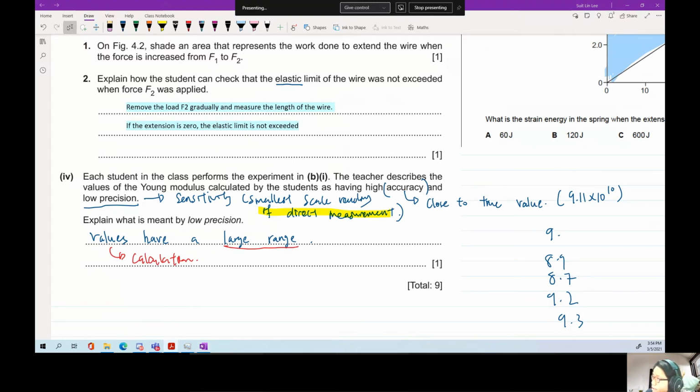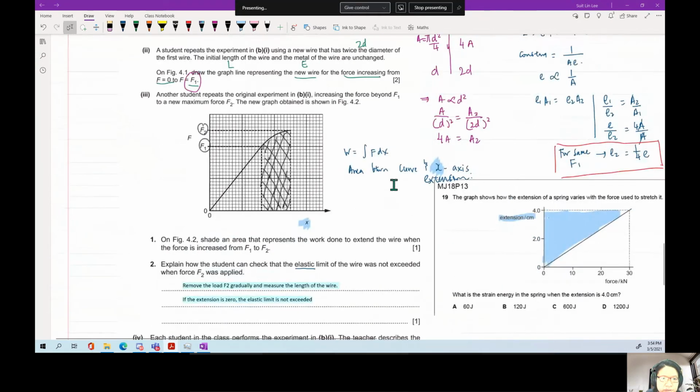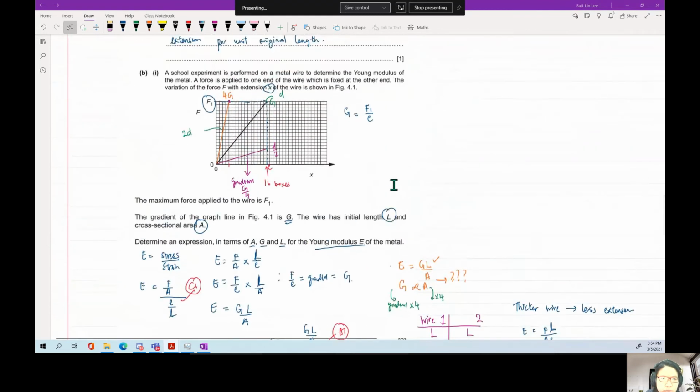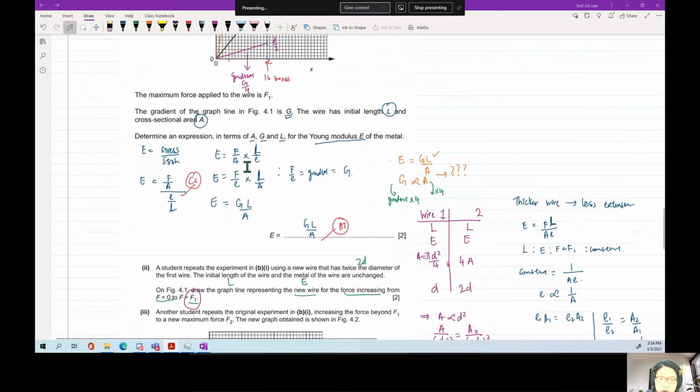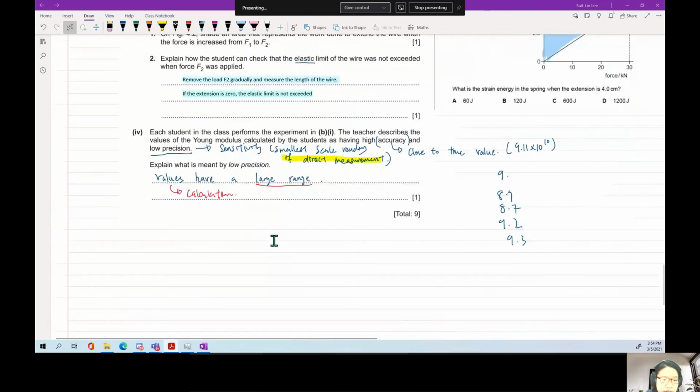Let's look at another variant. Okay, the other variant also doesn't have a Young modulus question. So I think this is pretty good. It's pretty comprehensive already. They test everything from energy to gradient to changing the dimensions. Okay.